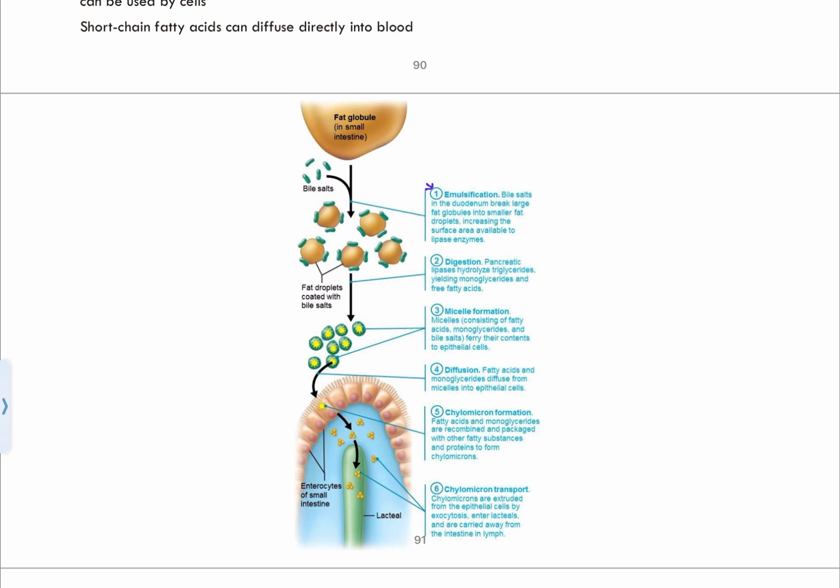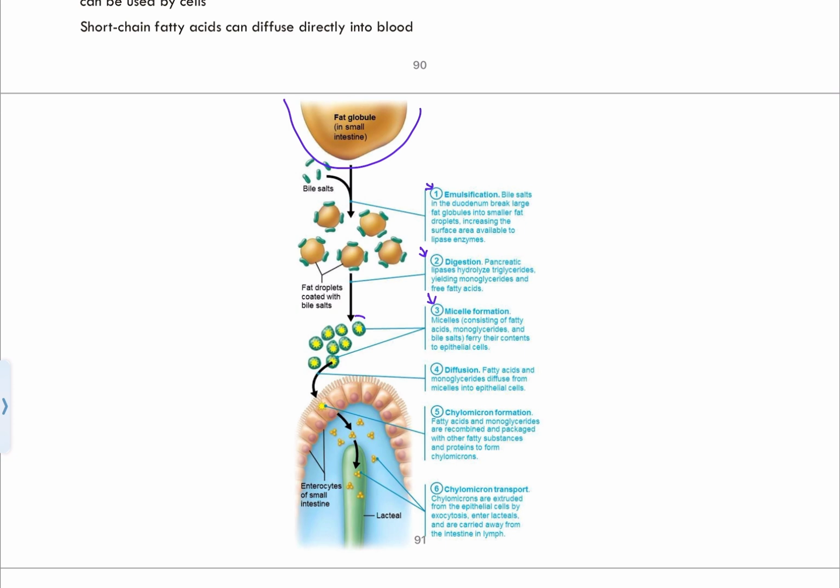We have emulsification. That's our step 1 right here. That's where bile salts in the duodenum break up the large fat globules into smaller ones. So here's our large globule up here. Bile salts are going to come in and adhere to help break up this larger fat globule into these smaller ones. It's going to help increase the surface area for the lipases that we are going to encounter when we hit step 2 for digestion, when we're in the small intestine.